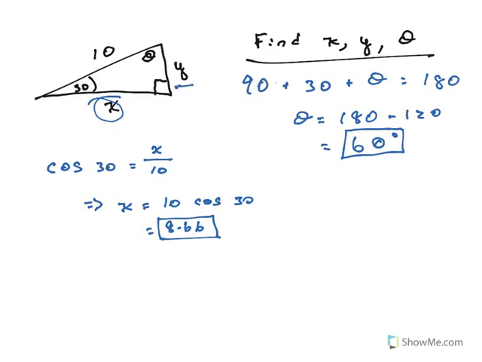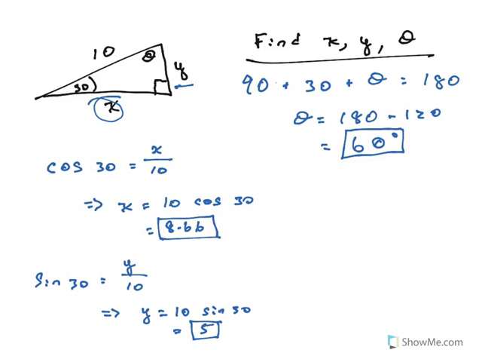So if I'm looking for y, it is the side opposite to 30, and I know from Sohcahtoa, opposite goes with sine. So I would say sine of 30 is the opposite side, which is y, over my hypotenuse, which is 10. So get y by itself. Y is 10 sine 30, which is 5. And there we go.